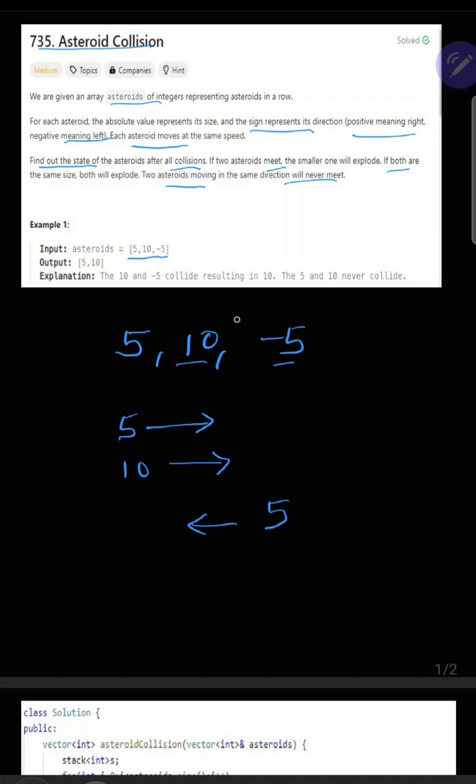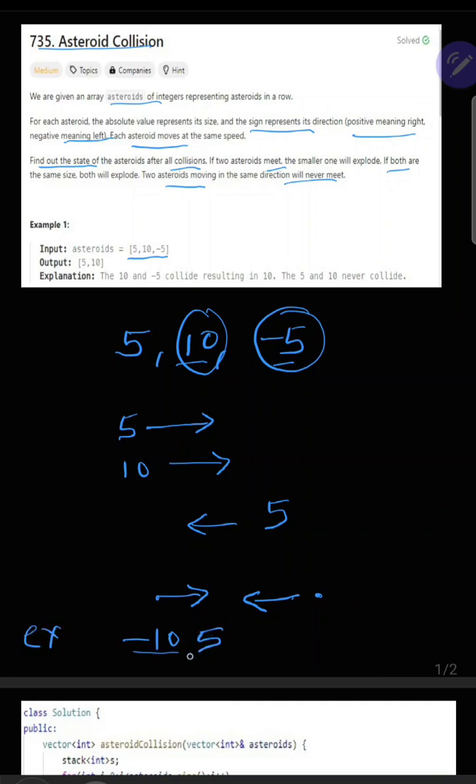So now how does the collision happen between both? Collision will only happen when the previous asteroid is moving in the right direction and the new upcoming asteroid is moving in the left. The only collision that happens is this, in this way. If the previous is moving in the left direction and the new upcoming is moving in the right direction, then they will never meet.